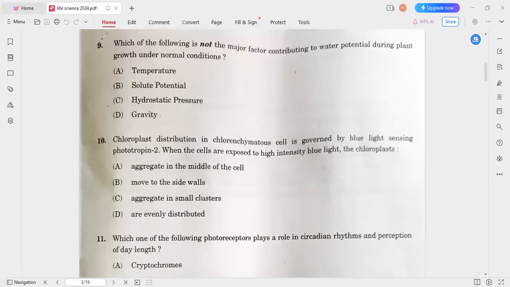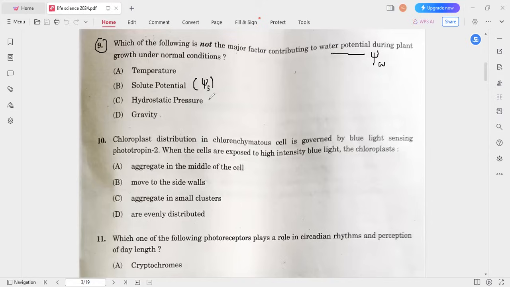Okay. So, question number 9. Which of the following is not a major factor contributing to water potential during plant growth under normal conditions? This question is based on water potential. Usually the symbol of water potential is this one.